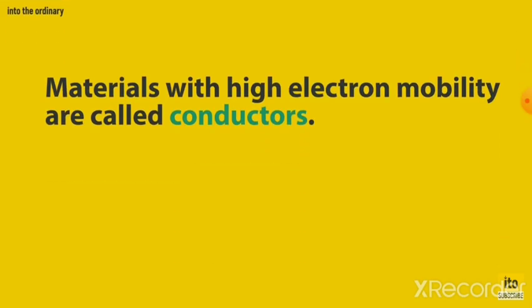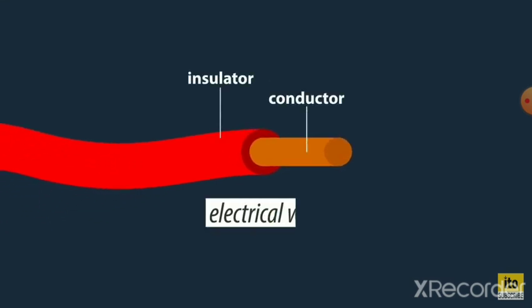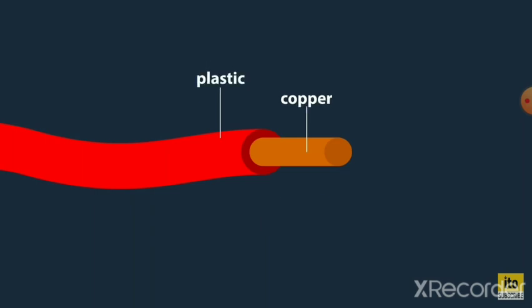Materials with high electron mobility are called conductors. Materials with low electron mobility are called insulators. A commonplace object where you can see an insulator and conductor working together is in a simple wire. This electrical wire has a copper core and a plastic shell.